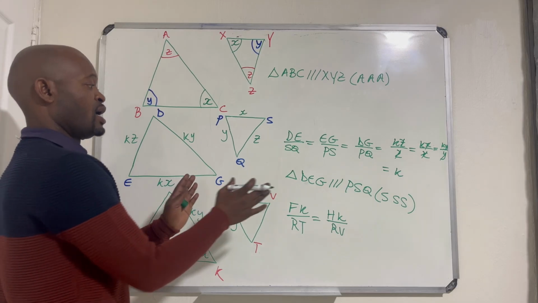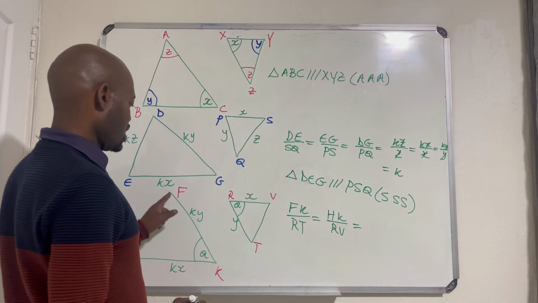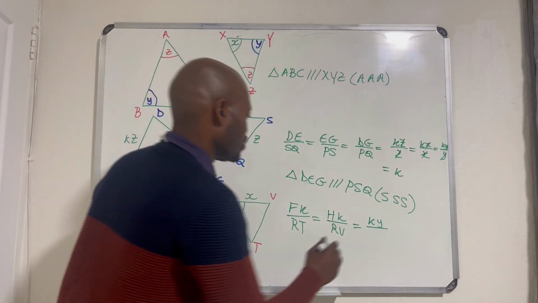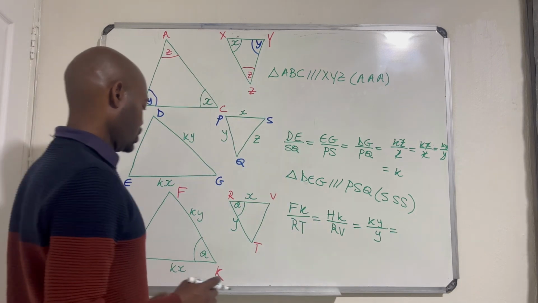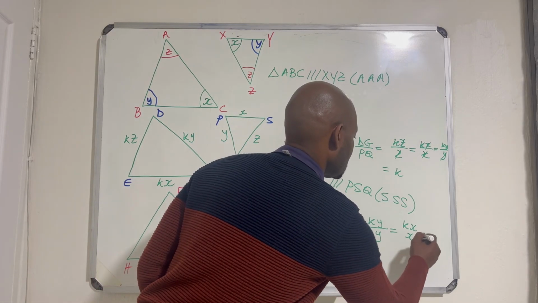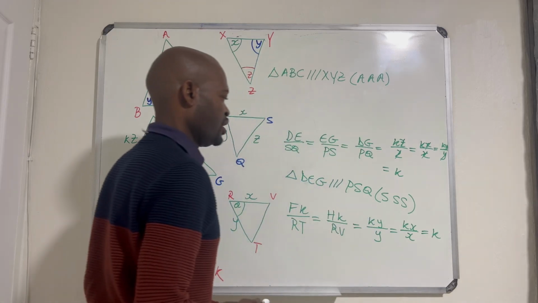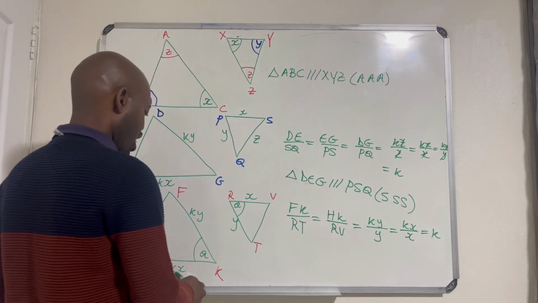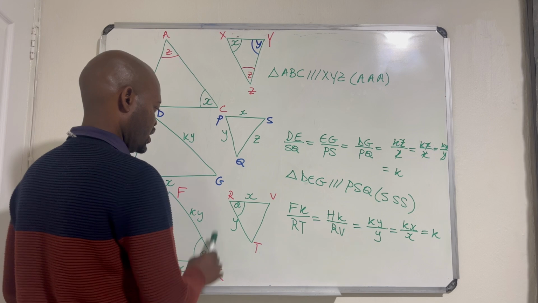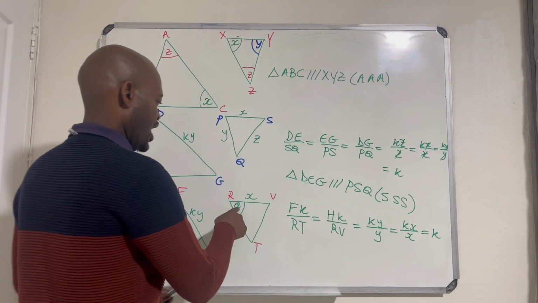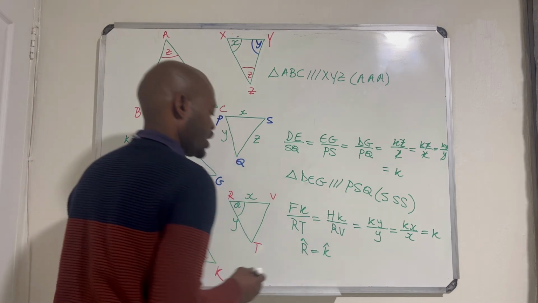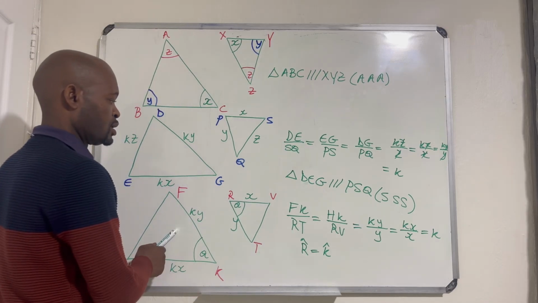are in the same ratio, or are in proportion, which means that FK, which is KY, over RT, which is Y, is equal to HK, which is KX, right, over RV, which is X, is equal to K. Therefore, you can see that the two pairs of sides are in the same ratio, and the angle included between them, angle R, is equal to angle K. Then the two triangles are similar.